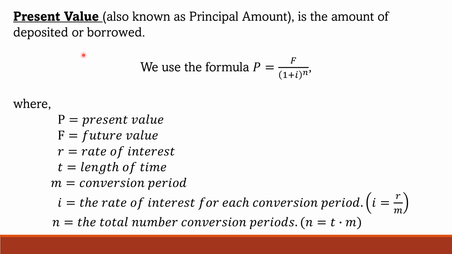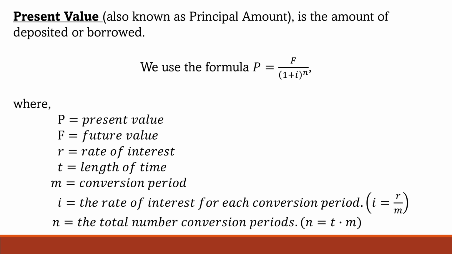But sa compound interest po, ito na po ang ating gagamitin na formula. Okay? So same lang din po, P is the present value, F is the future value, R is the rate of interest, T is the length of time, M is the conversion period, I is the rate of interest for each conversion period. So divide the rate divided by conversion period. And N is the total number of conversion period. That will be the product of the time and the conversion period.